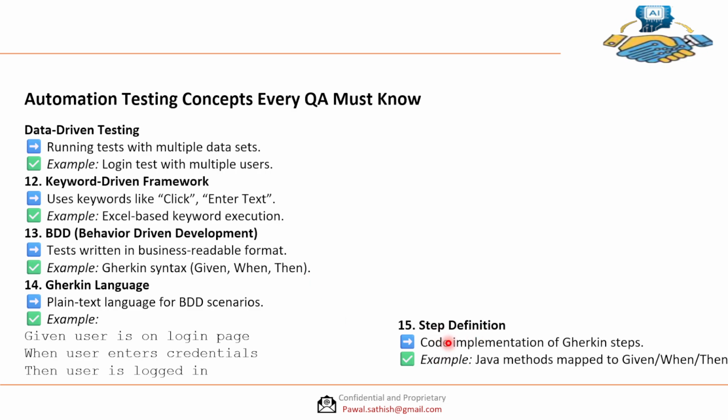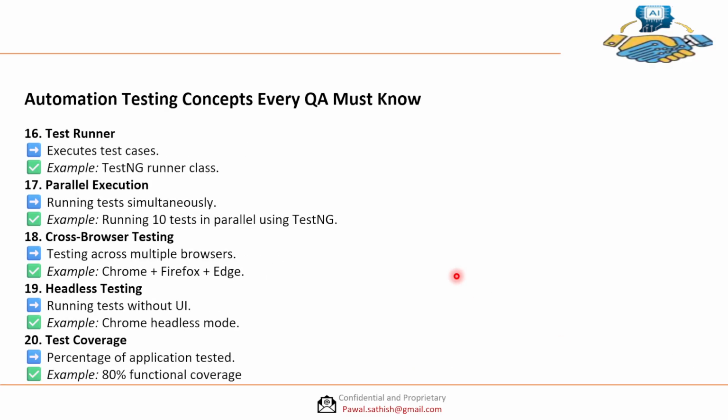Then step definition. What is the step definition? That is the code implementation of the Gherkin steps. The Java methods map to given, when, and then. Then test runner. It executes the test cases. Okay, so here TestNG runner class, we are writing it.